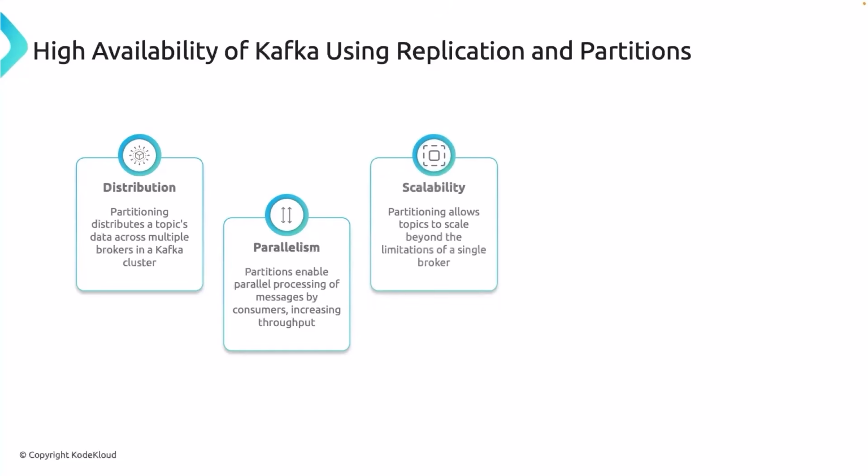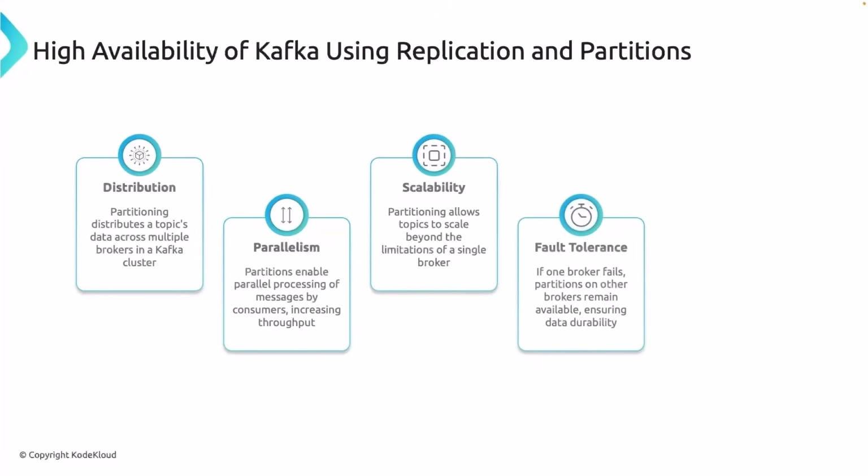Moving on to the scalability. Partitions allow topics to scale beyond the limit of a single broker. A single broker has finite resources like CPU, memory, and disk. But with partitions, Kafka can distribute the load across many brokers. This makes Kafka incredibly scalable as your data grows.